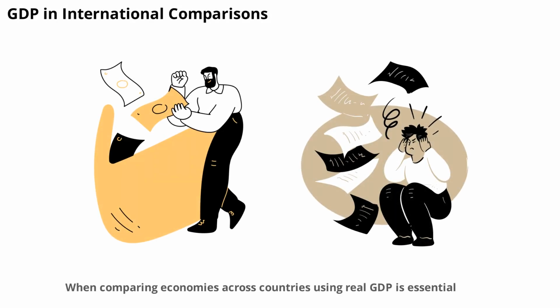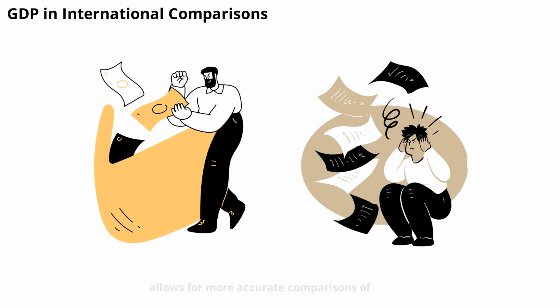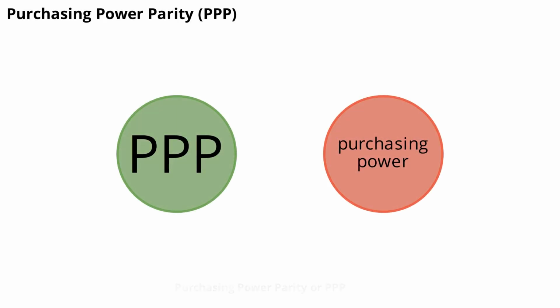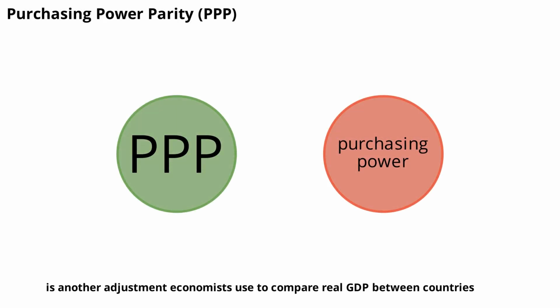In comparing economies across countries, using real GDP is essential. Different countries experience different rates of inflation, so comparing nominal GDP can be misleading. Real GDP, especially when adjusted for purchasing power, allows for more accurate comparisons of economic output and living standards between nations.